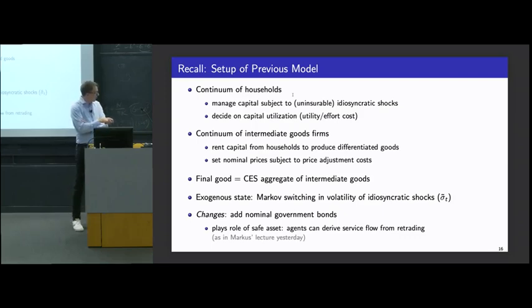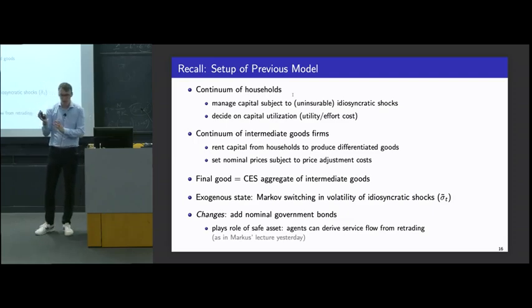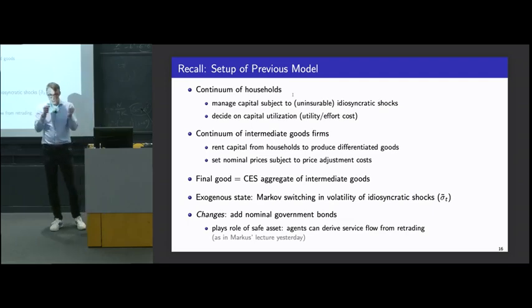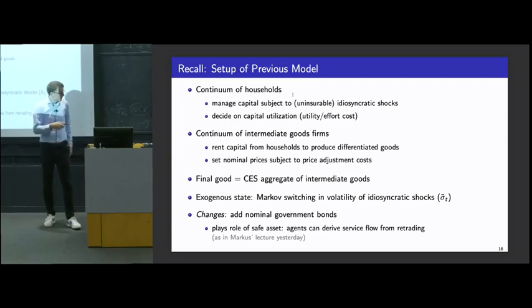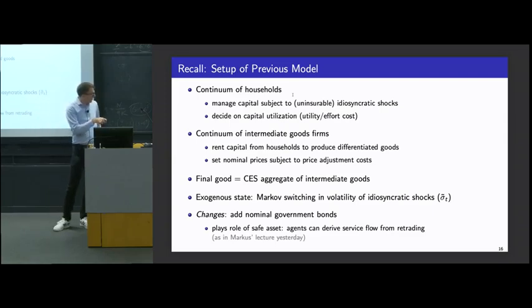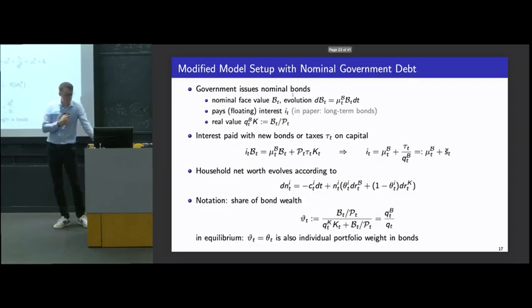I add nominal government bonds in positive supply, okay? And those nominal government bonds are going to play the role of a safe asset, as in Markus's lecture yesterday. So remember, Markus talked about Andre, and I think it was Bernardo. I don't know who you are, but there was this trading between the two, and that generated a service flow, so that these bonds have value even if there's not a lot of cash flow or no cash flow at all. So there are these safe asset service flows. And these bonds are going to be nominal, so they're going to be linked to prices. Okay, so that's the only change we make.